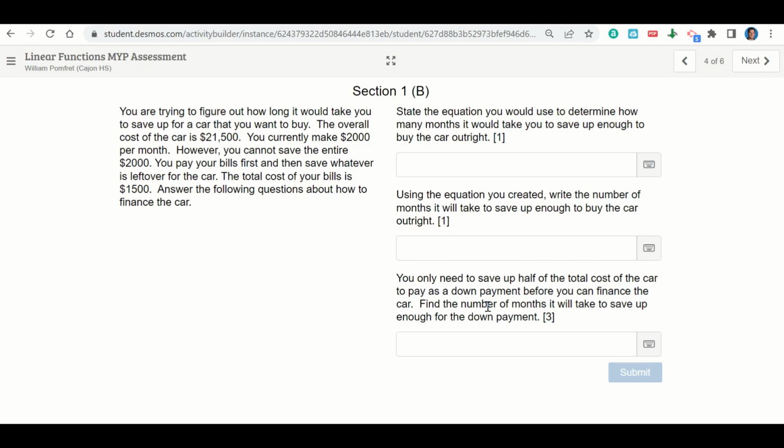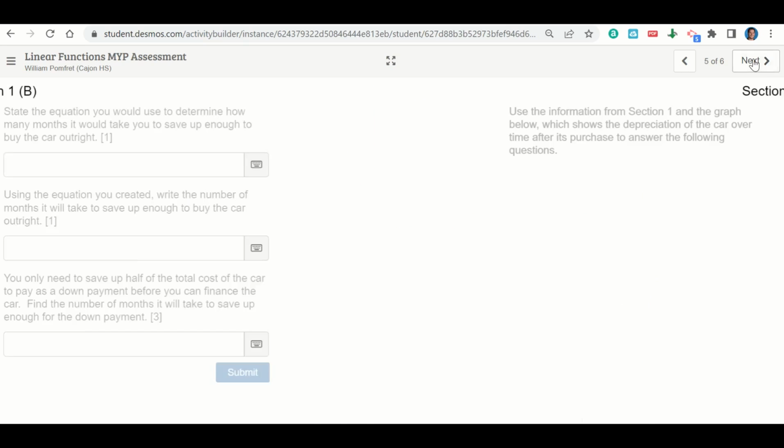we only had to come up with a portion of the car? So what if we had to finance half of it? Which means that you're going to save up to put a down payment of half the value of the car. So how long would that take you? So you'd go ahead and put that there.